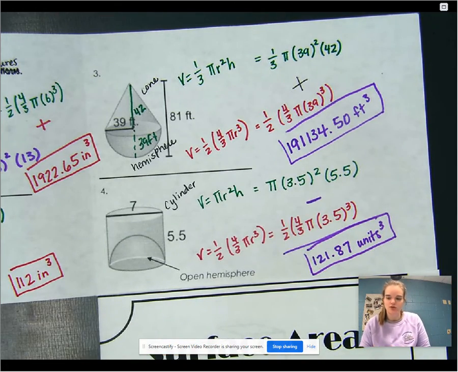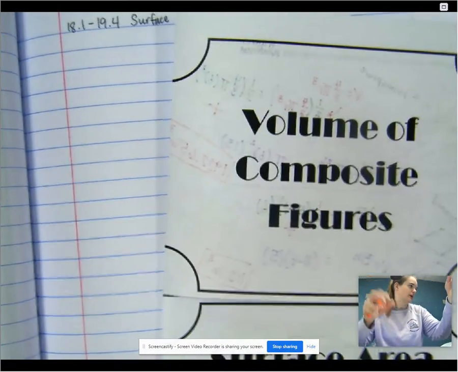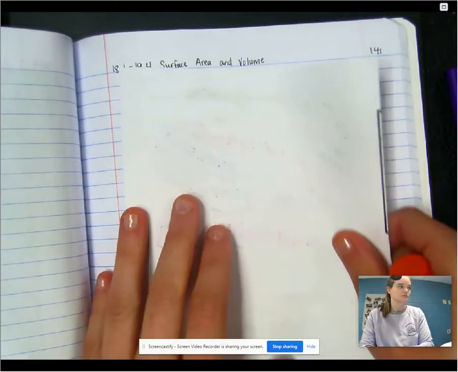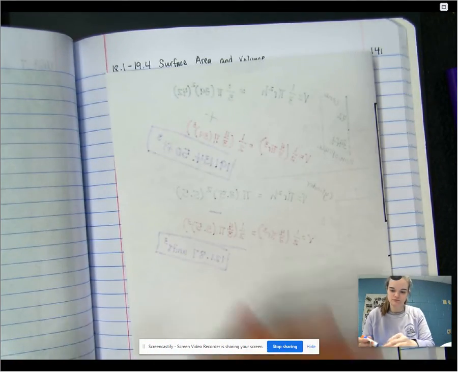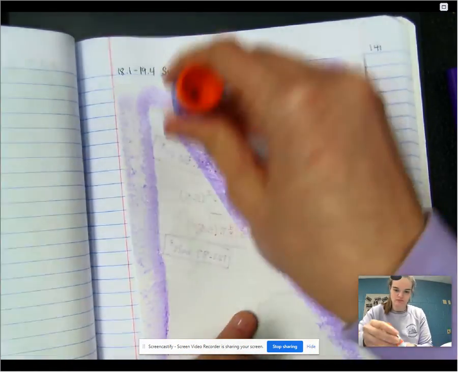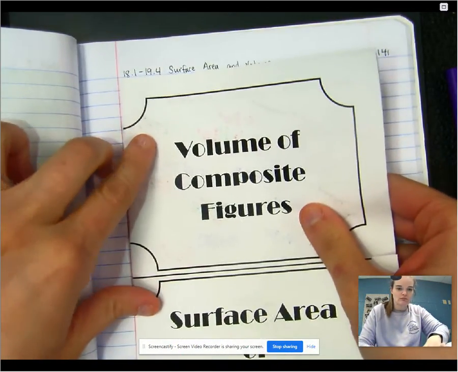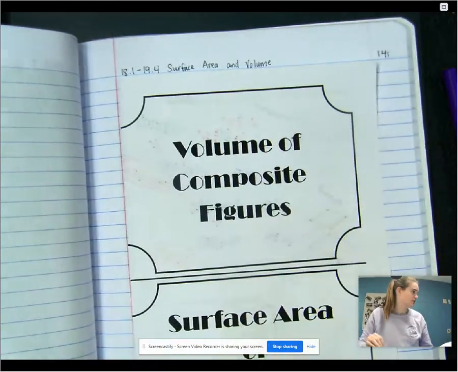Okay, so that is volume of composite figures. We're going to go ahead and glue this in. We'll do surface area of composite figures after we talk about surface area. We haven't done that yet. So let's go ahead and glue this in on 141. We've still got our other folder. We'll just kind of slide it in there. I'll move it for now. Okay, I'm going to slide this one back in. We'll finish up surface area later.